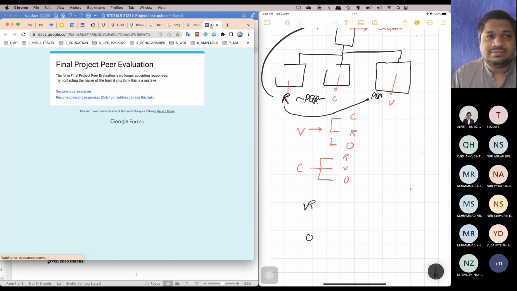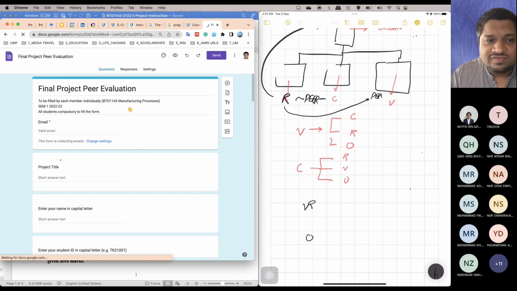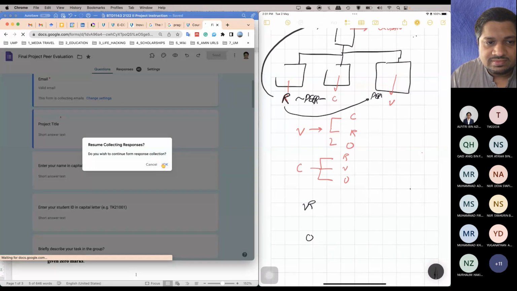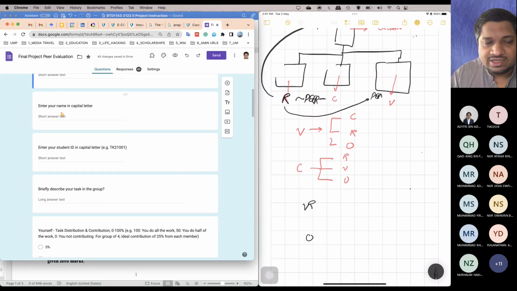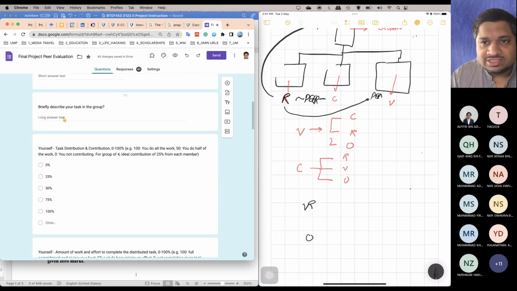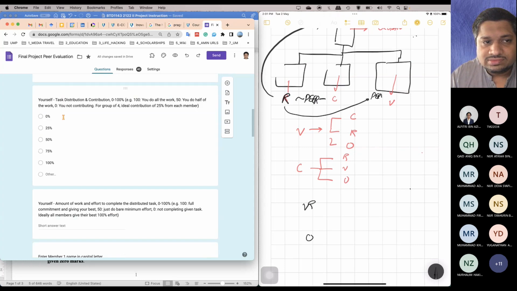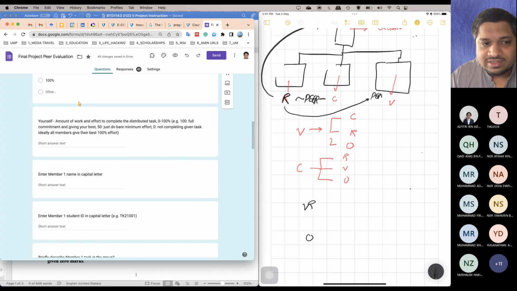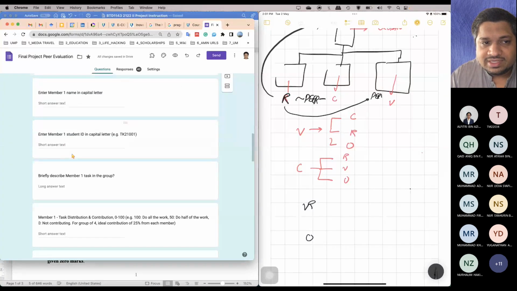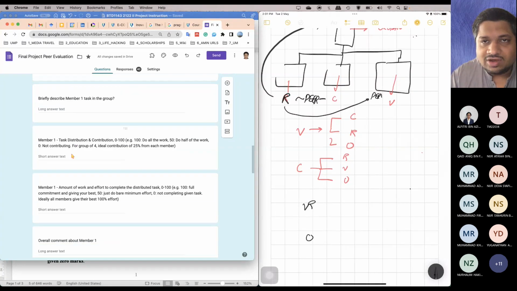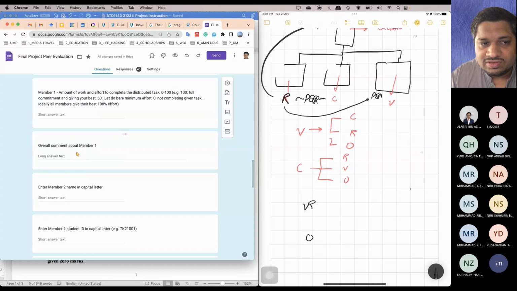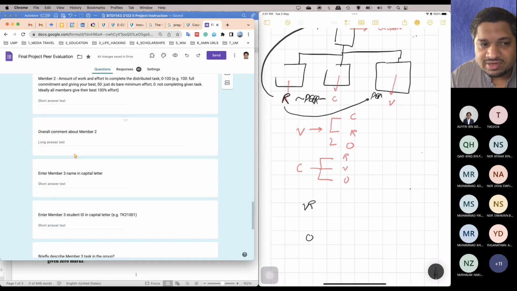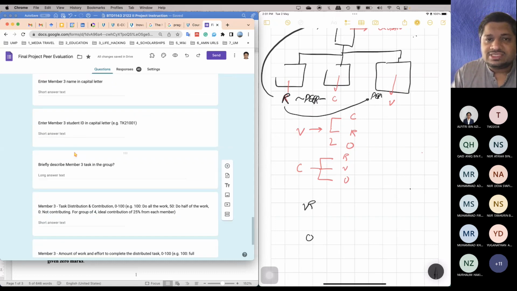You go here, and you have to fill this form: project title, your name, your ID, your task, what task you have been given in the group, and how do you evaluate yourself. Then you write the member number one name, his ID, and his task, and how he performed in the task, and what is his contribution. Then you go and check about member number 2 and member number 3. So this is a form.